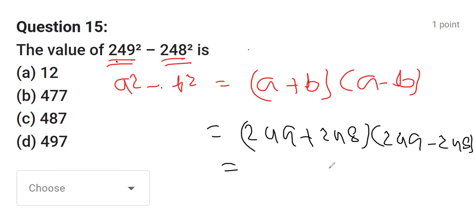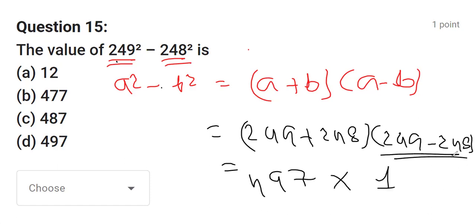Now we'll find the sum of this. 8 plus 9 is 17, 4 plus 4 is 8 plus 1 is 9, and 2 plus 2 is 4. And that multiplied by their difference, which is 1, right? These are two consecutive integers. So it comes out to be 497.